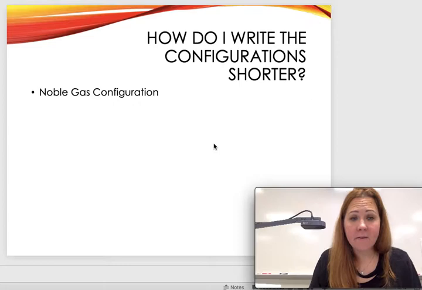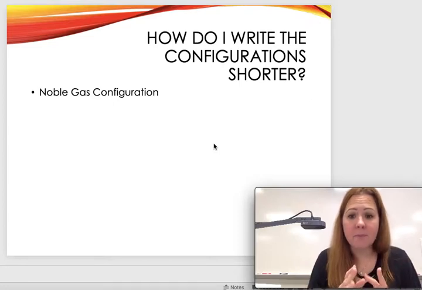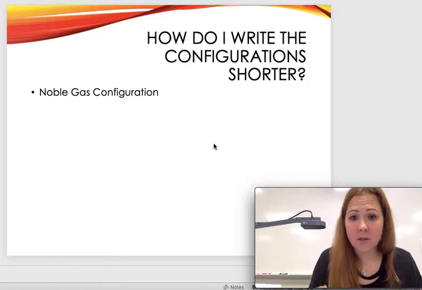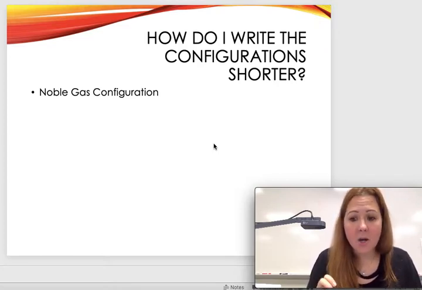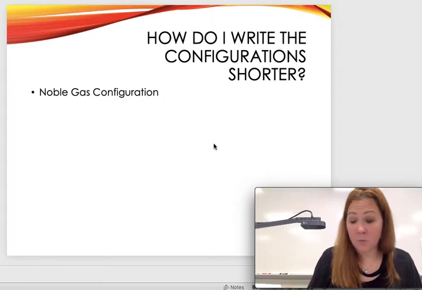The final way of writing these is actually the shortest and most compact way of writing out an electron configuration, and this is typically what a chemist is going to do when they're writing them out. It's called a noble gas configuration because it uses the noble gas. A noble gas is in group number 18.